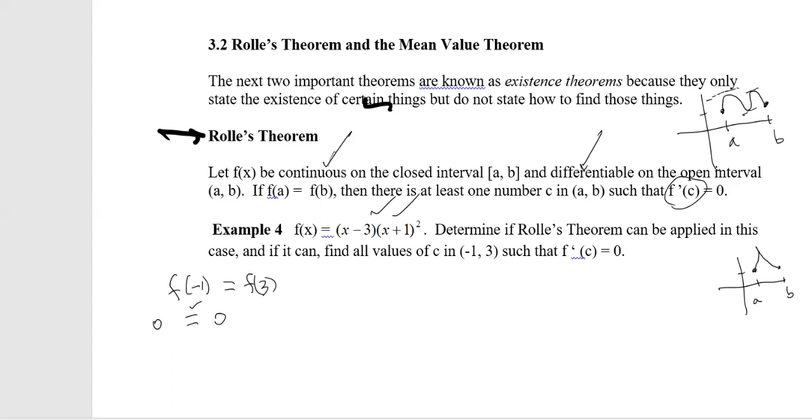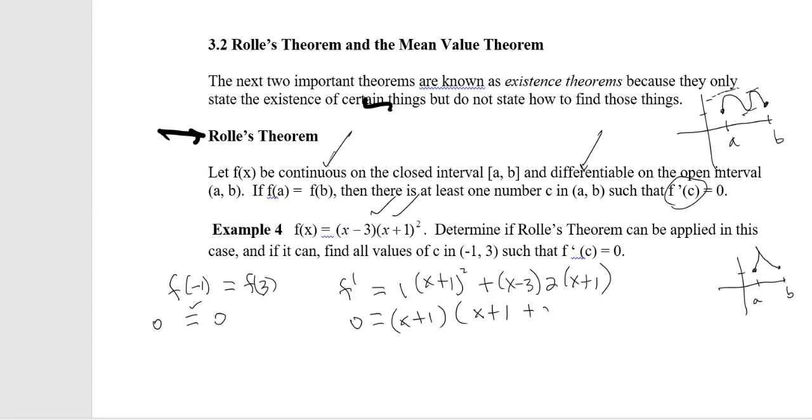So let's find it. Let's find our derivative first of all. f prime is 1 times (x plus 1) squared, and then plus (x minus 3) times 2 times (x plus 1). That's the product rule in action there. Okay, setting to 0, I'm going to factor out an (x plus 1). I'll have (x plus 1) plus 2 times (x minus 3). Okay, working a little more, x plus 1 plus 3x minus 6, so that'd be 4x minus 5.